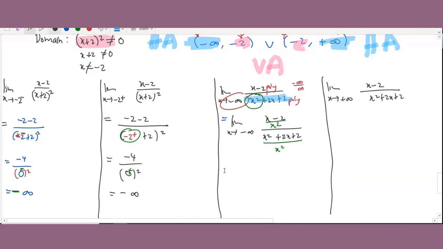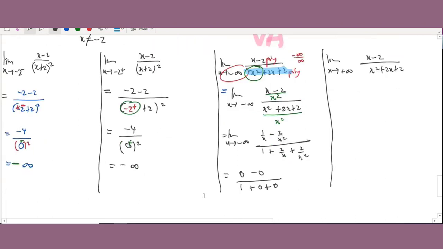Simplify before you substitute: 1 over x minus 2 over x squared, and then 1 plus 2 over x plus 2 over x squared. Then substitute: 1 over negative infinity is equal to 0. This one is also 0. 2 over infinity is 0. 1 plus 0 plus 0. So the answer is 0 over 1, which is 0, right?